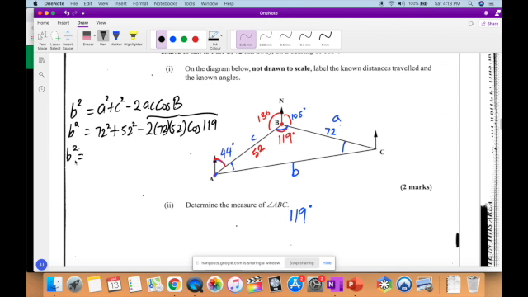b squared is equal to, I'll do 72 squared plus 52 squared first. I think I really need to get a new calculator later. That is 7888. Alright, minus, now I'll do 2 times 72 times 52, 7488, multiplied by the cos of 119. Right? So now I don't have anything to carry across, and nothing like that. b squared is the one I want to find, so 7888 minus that multiplied by the cos of 119.